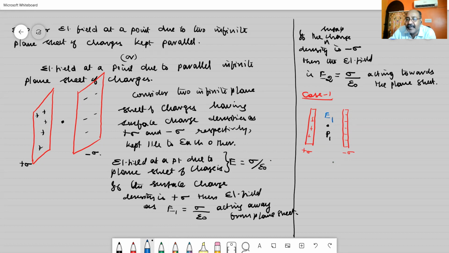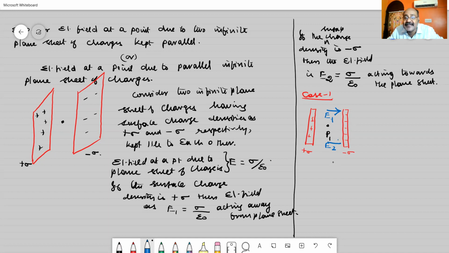Then it is E1. Due to the negative charge also, you are getting an electrical field at this point P1, which is E2. Now, electrical field is a vector quantity. In what direction is that electrical field acting? According to our condition, electrical field E1 due to the positive charge will act away from the positive charge. Here I am having the positive charge, meaning it is acting towards the right. What is E2? E2 is the electrical field at that point P1 due to the negative charge. If it is due to the negative charge, it will be acting towards the negative charge.